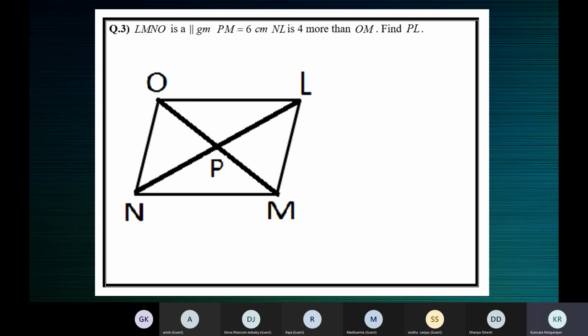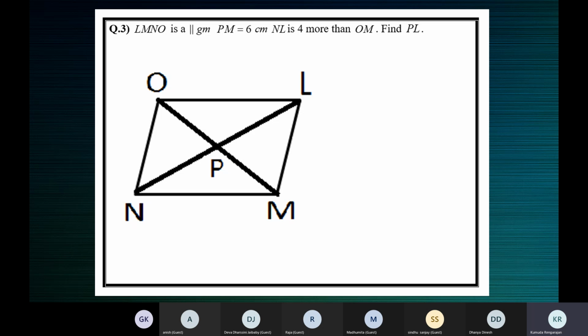Now what is given? NL. Who is NL? NL is the other diagonal of the parallelogram. Now what is given? NL is 4 more than OM. What's the length of OM? 12 centimeters, ma'am. What is 4 more than that? 16, ma'am. So that is the length of the other diagonal NL. So NL is 16 centimeters.